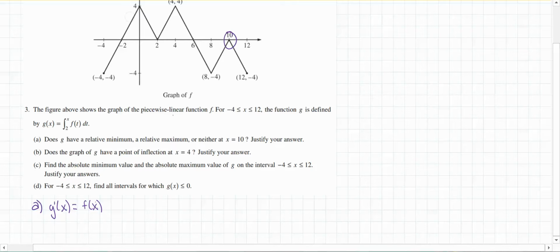Now a max or a min would occur anywhere that the first derivative of g goes from positive to negative. So at x equals 10, the line approaches 0, hits 0, and then goes down. It does not change sign, so there's neither.